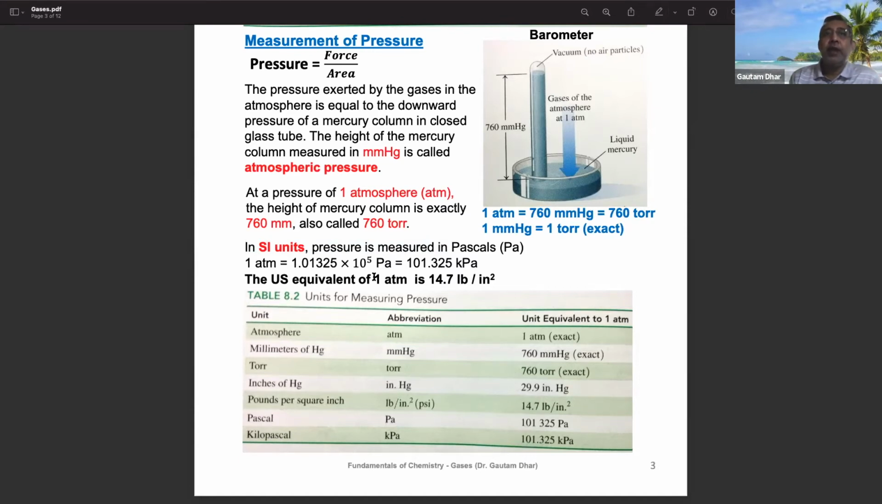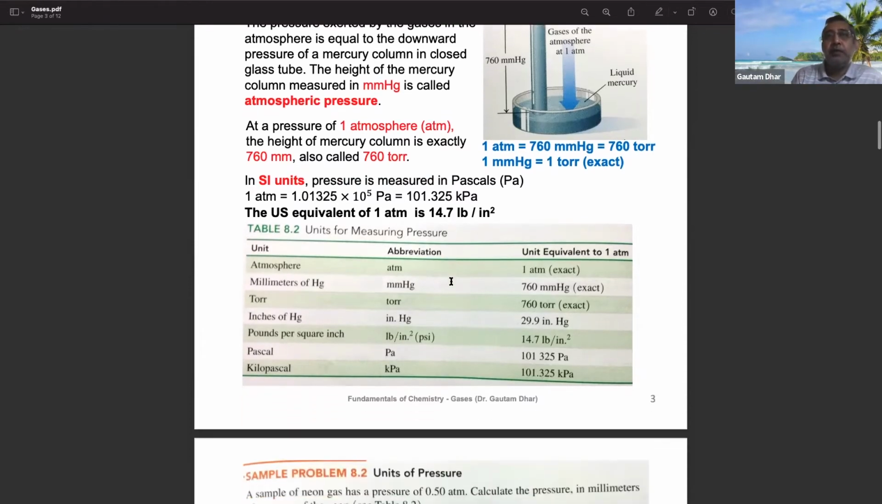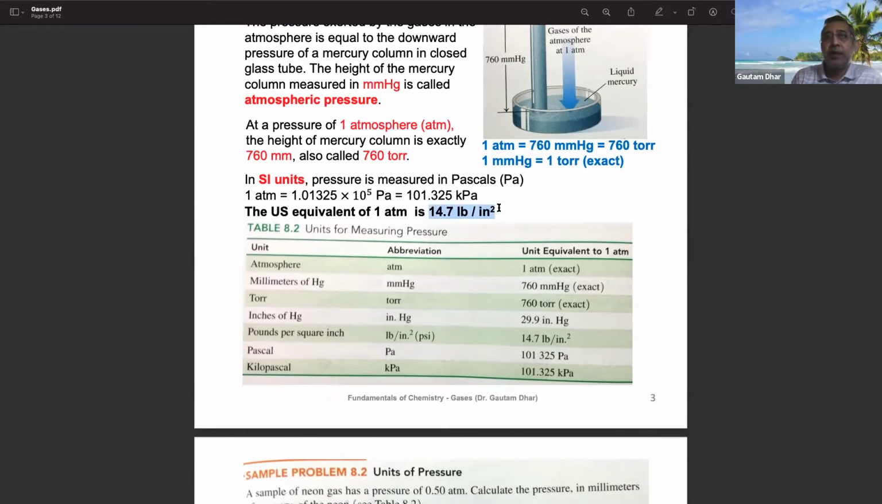Okay, so the pound per square inch that is used for tire pressure: 14.7 pounds per square inch is equal to 1 atm. So you have all these conversion factors here. Now you have to remember this one: 1 atm equals 760 millimeters of mercury. The rest are kind of related. If you get millimeters, you can get centimeters, you can get inches. So you don't really need to memorize those, but you need to memorize this one, 14.7 pounds per square inch, and 101.325 kilopascals.